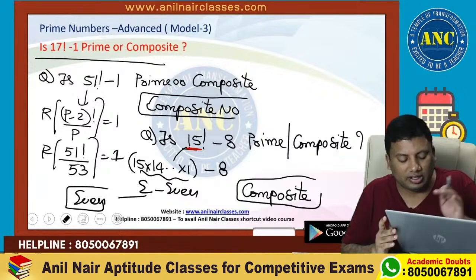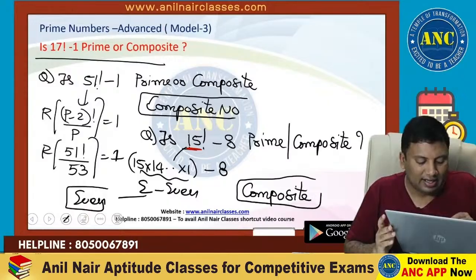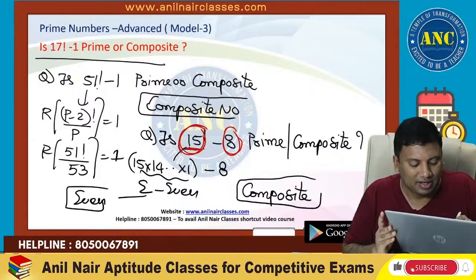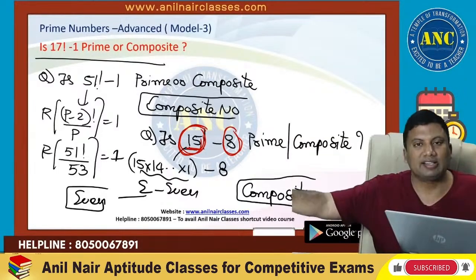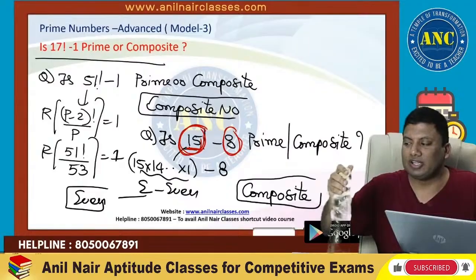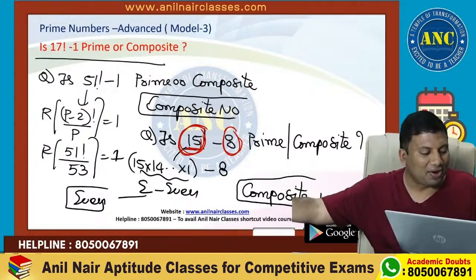Just I wanted to tell you that 15 factorial contains 2. This contains 2. 15 factorial contains 4. This contains 4. 15 factorial contains 8. This also contains 8. Model number 3: Wilson's theorem application. I hope it is clear.